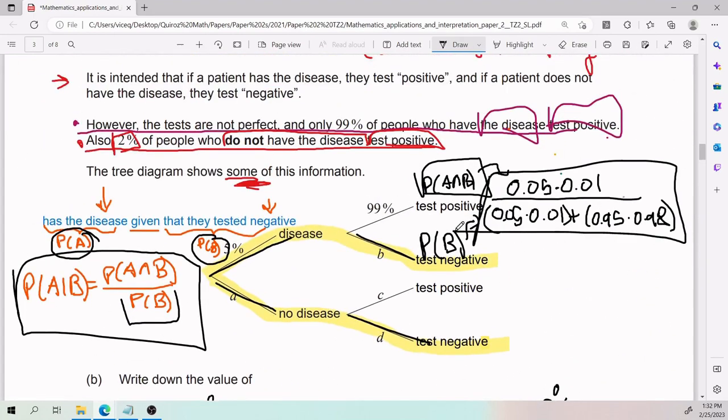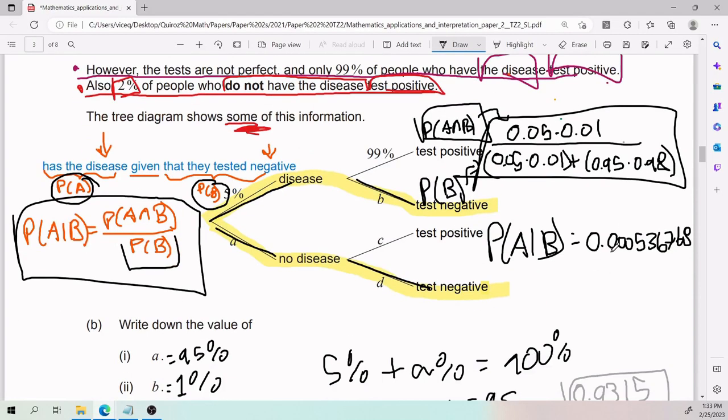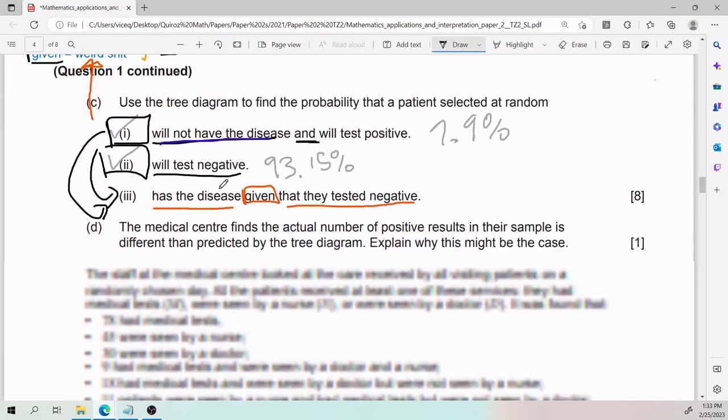You plug everything into your calculator, and the probability of A given B, in other words, has the disease given that they tested negative, is going to be just around 0.000536768. If you don't like that number, I want to turn it into a percentage. That would be 0.0537%, let's say. So either of these works. That is the answer for this third part.